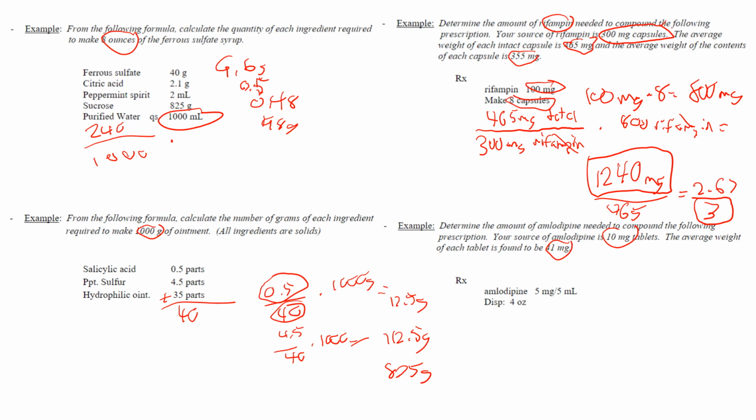And the prescription we have is we need a solution of 5 milligrams per milliliter, and we have 4 ounces. So again, the first step to any one of these problems is to start by finding out how many milligrams we need total. If you remember, there's 30 milliliters in an ounce. So we have 4 times 30, 120 milliliters, times 5 milligrams per milliliter.